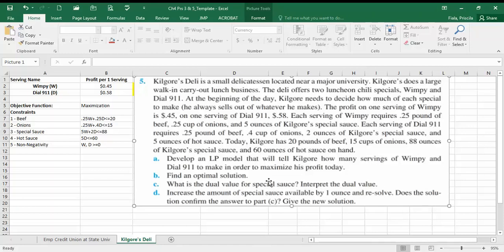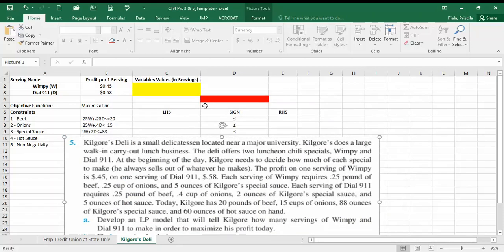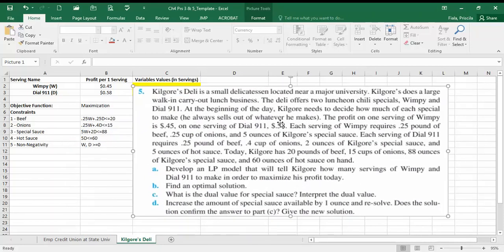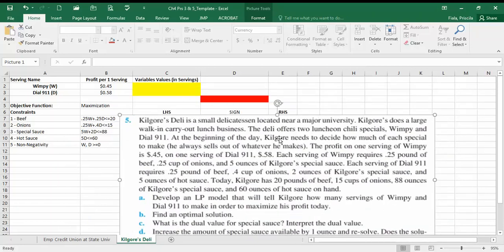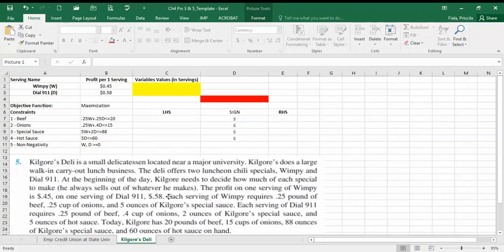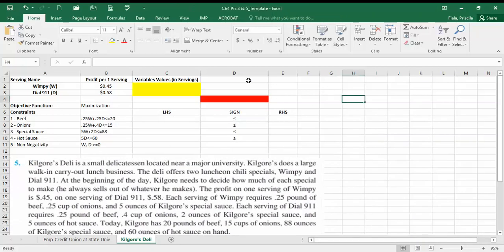We're going to resolve and see if it confirms part C, because if you remember, the dual value tells us that for every unit you increase on the right-hand side, you're going to increase or decrease that amount on the optimal value. Therefore, we're going to increase one, solve again, and see if it gives us exactly the difference that it told us on the dual value. Let's go ahead and solve it so it makes more sense.